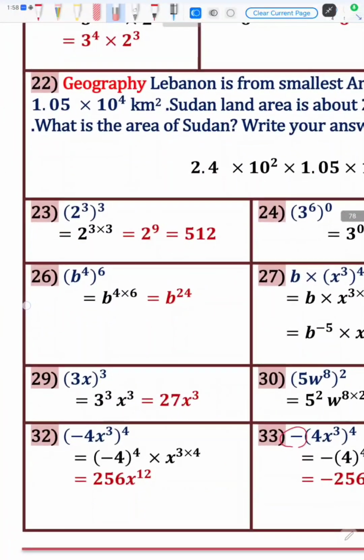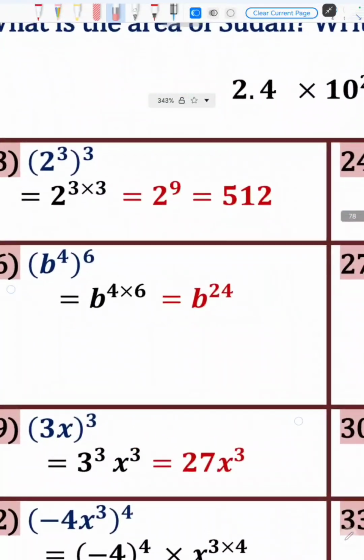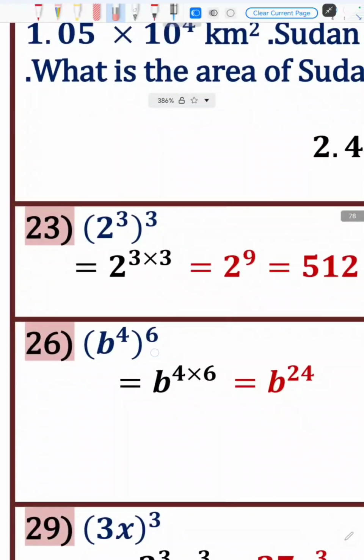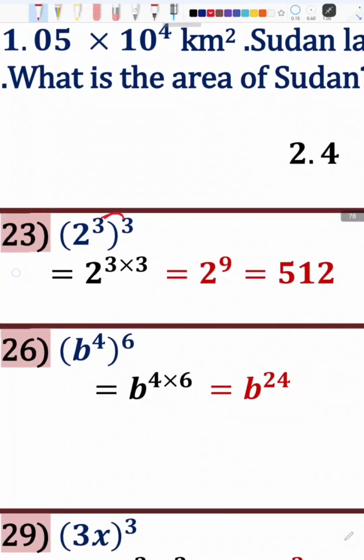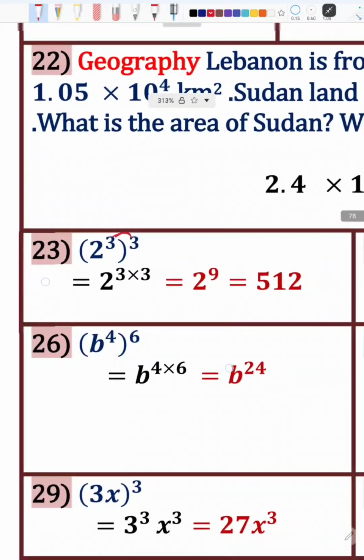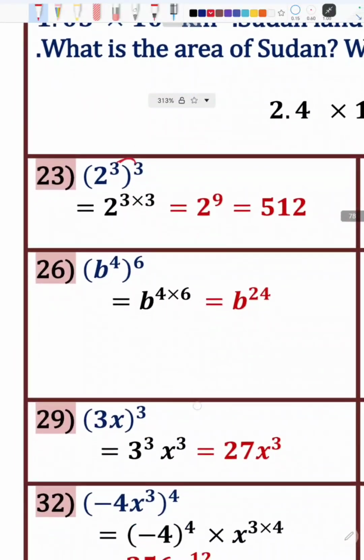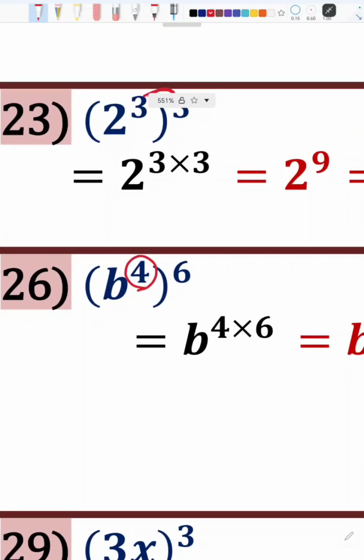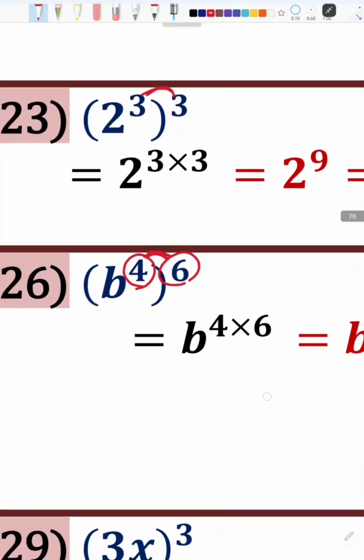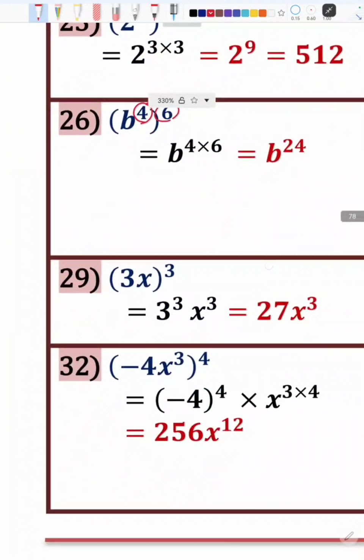And here we have more examples about multiplying powers. For example, 2 power 3, power 3. It's the same thing, power raised by another power. So just multiply the powers together. It will be 2 power 3 times 3, 2 power 9. 2 power 9 is equals to 512. Question 26, b power 6, power 4. So just multiply the powers. 4 times 6, it will be b power 24.